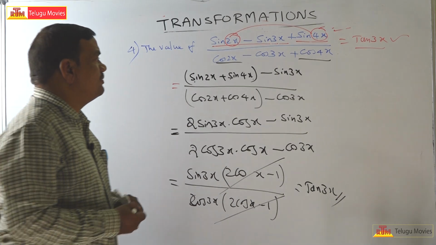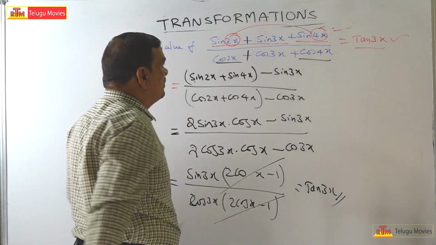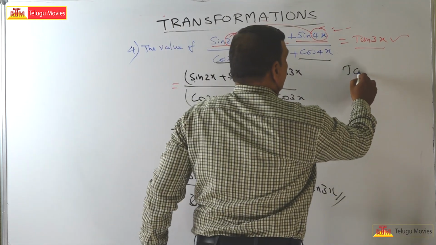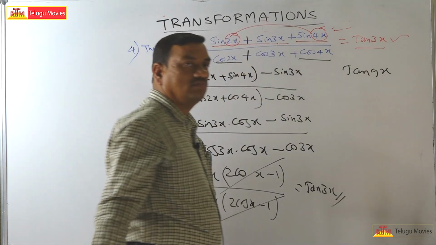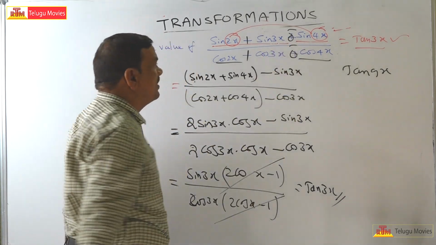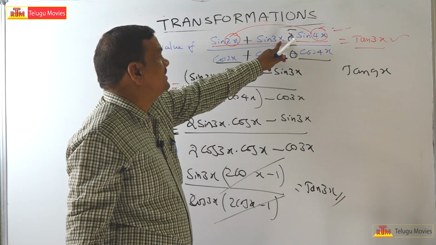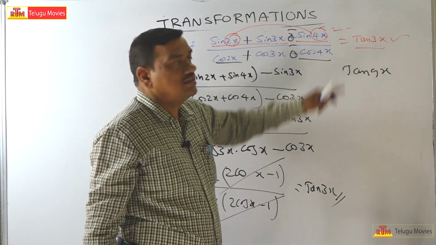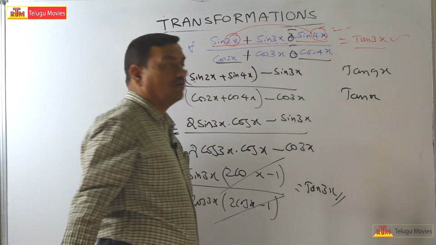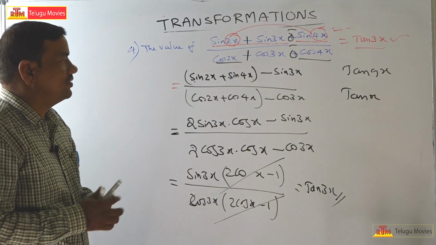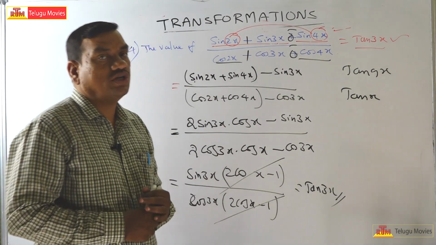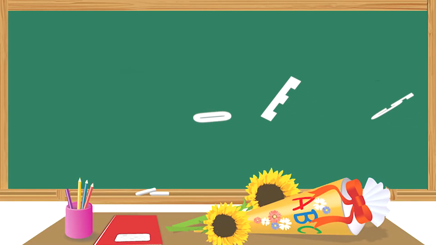If it is plus there, what will you get? 2x plus 3x, 5x plus 4x, 9x, that is equal to tan 9x will come. Okay? So if it is minus there, what happens? 2x plus 3x, 5x minus 4x, x, tan x will come. Understand this? Such types of short tricks we can learn. I hope that you understand this solution. Let us go for the next problem.